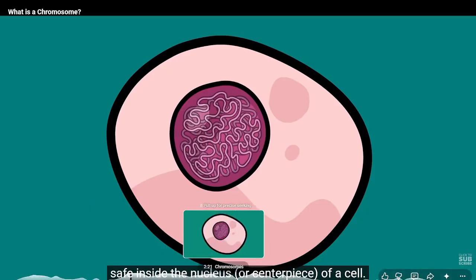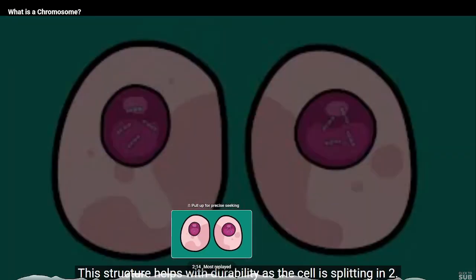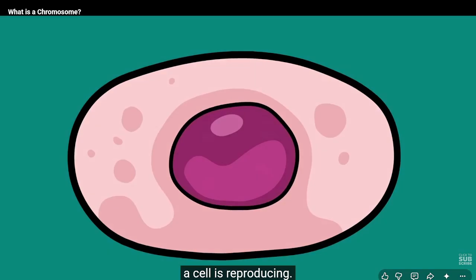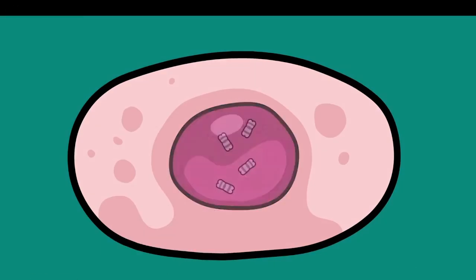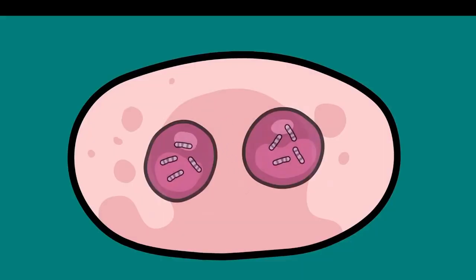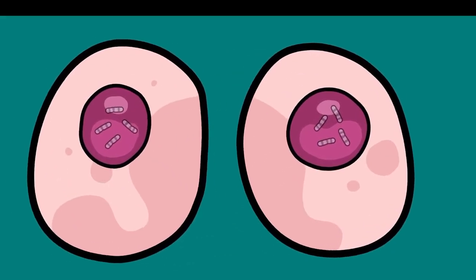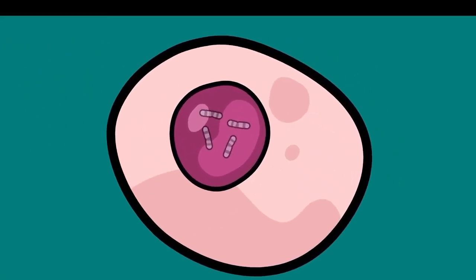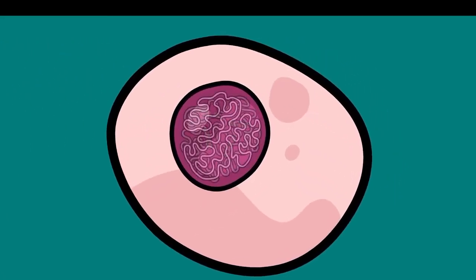And let's just watch what happened in that cell again. Let's watch cell division here. This structure helps with durability as the cell is splitting in two. For most of a cell's life, however, chromosomes exist in a loose, noodle-like structure, along with other chromosomes safe inside the nucleus or centerpiece of a cell.